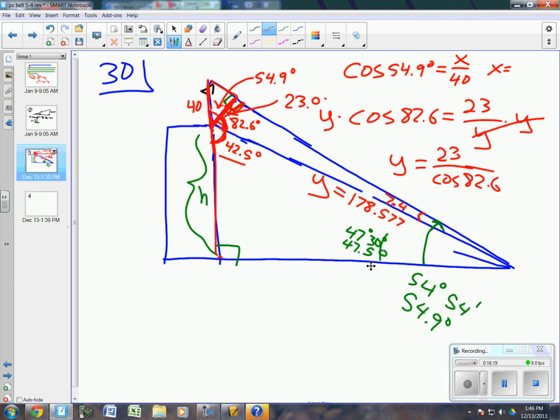Okay, so now I have 42.5. I want to know adjacent, and I have hypotenuse. So that's cosine once again, right? Cosine of 42.5 equals adjacent, which is h, over 178.577. So times 178.577 times h, what do you get? 31.660. That's what the book had.